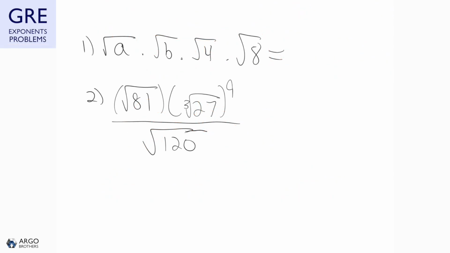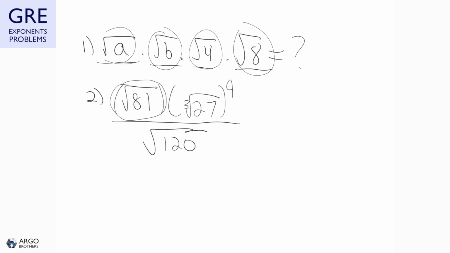All right, so here are some problems for the exponents chapter that we did before. The first one, what is radical a times radical b times radical 4 times radical 8? Give me that answer. Number 2, what is radical 81 times the cube root of 27 to the 9th power over radical 120? So give me that answer. You guys should pause the video, try it out, and see if you can get the answers, and then come back.